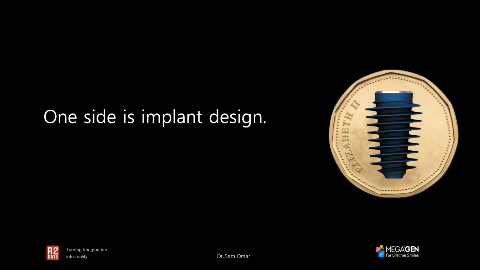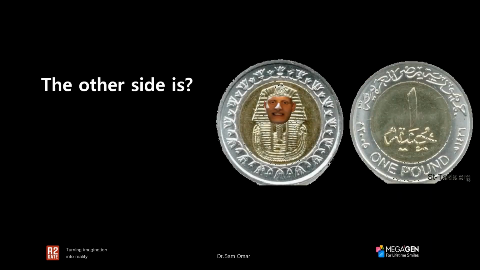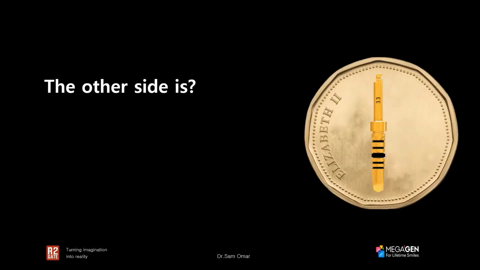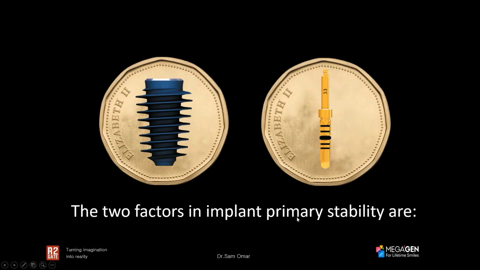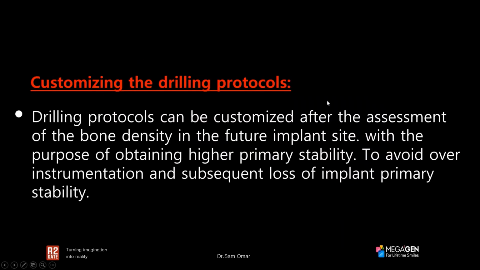Number 1 is the implant design, and the second thing is instrumentation. How much drilling am I doing to place my implants? And am I using the proper amount of drills or not? Am I over drilling or am I under drilling? So the two factors of implant primary stability are implant design and instrumentation.